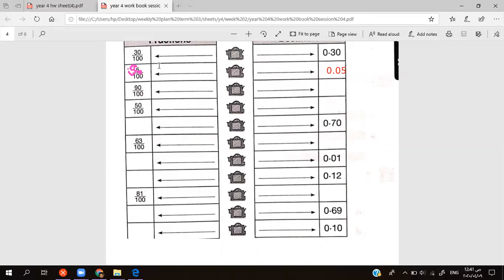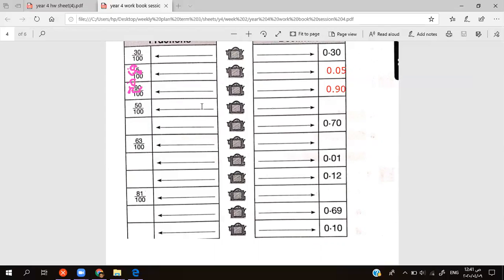let's answer this. Move two places. 1, 2. 1, 2. My decimal will be here, and here is gonna be a 0. Sorry, only the decimal will move here because this is two places. So it's gonna be 0.90.